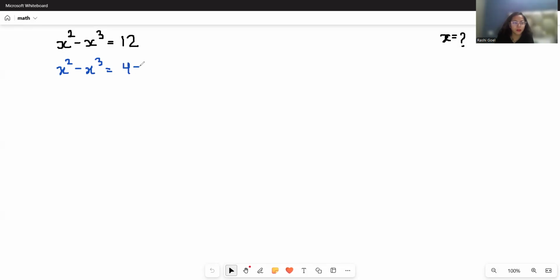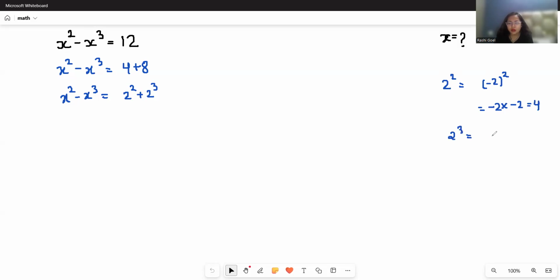I can write it as 4 plus 8, or I can write this 4 as 2 square plus 2 cube. Now 2 square is equals to minus 2 square. This also gives 4, and 2 cube is also equals to minus 2 times minus 2 times minus 2. This is minus 2 cube, but if I write minus 2 square minus minus 2 cube, it is equals to 4 minus minus 8, that is 4 plus 8.